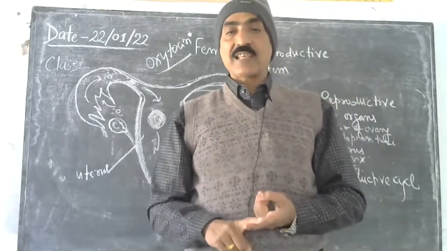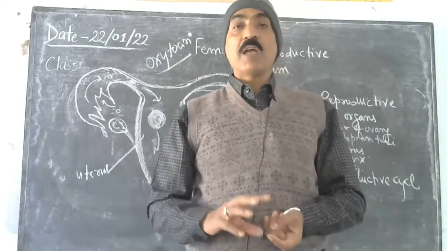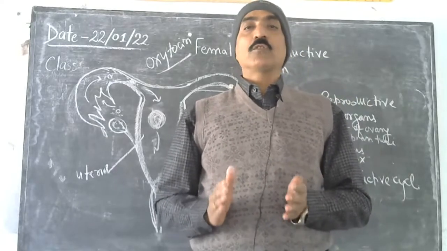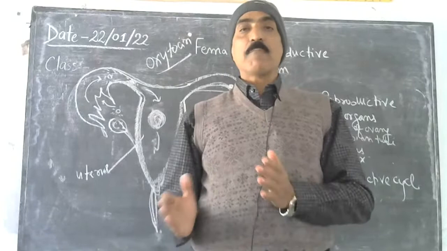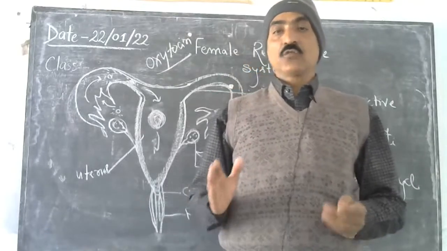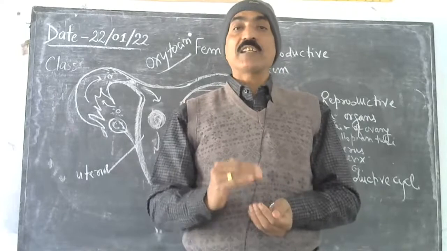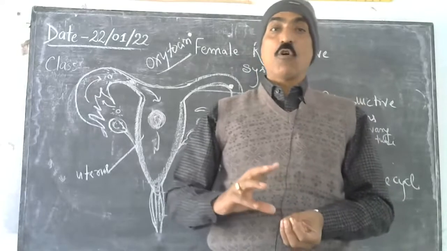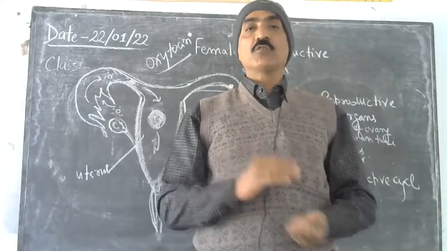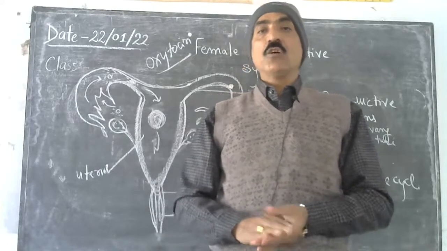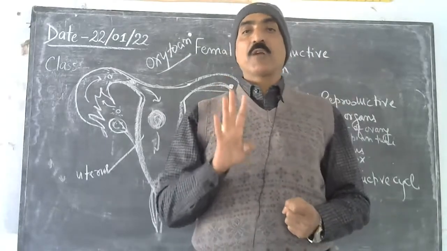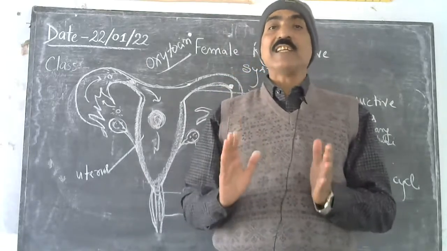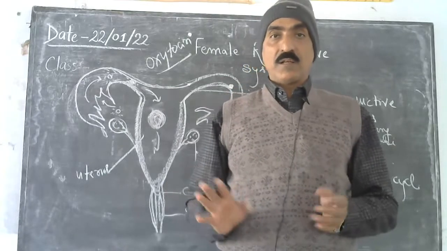So the first stage in the reproductive cycle is the menstrual phase. This menstrual phase is completed in 2 to 5 days. ये 2 से 5 दिनों का menstrual phase होता है. The second phase is called the proliferative phase. The third one is called the ovulatory phase, and the fourth one is called the secretory phase. So in these 4 phases, the reproductive cycle in female that continues up to 28 days is completed.